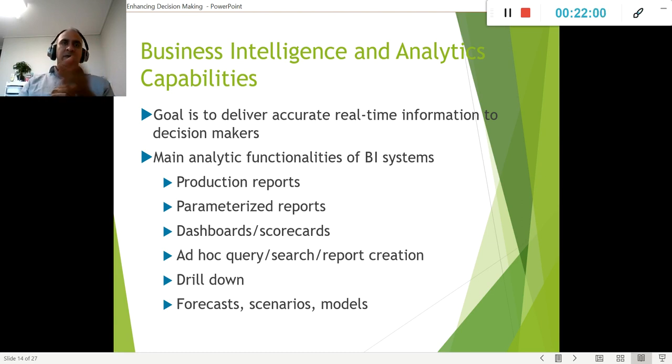Okay. Then we have the dashboards and the scorecards, which graphically present the result instead of presenting a lot of data. This is very useful when taking managerial decisions. You go to a presentation, and, boom, this is the table, this is the graph, this is where we are and where we want to go.